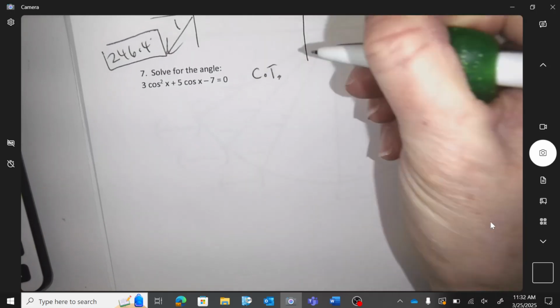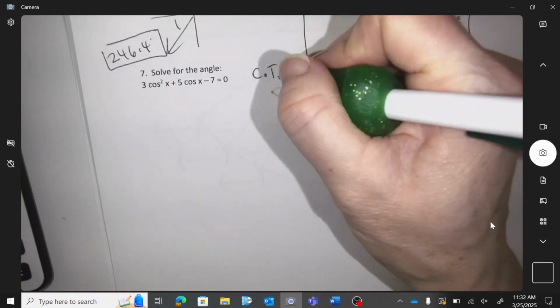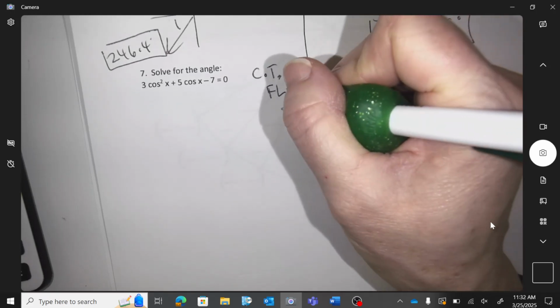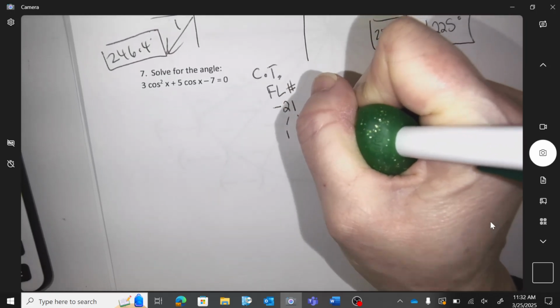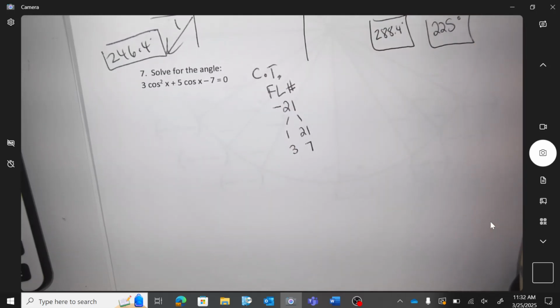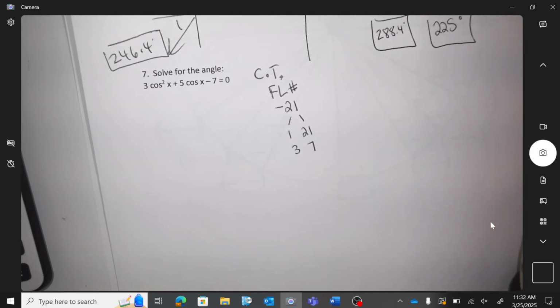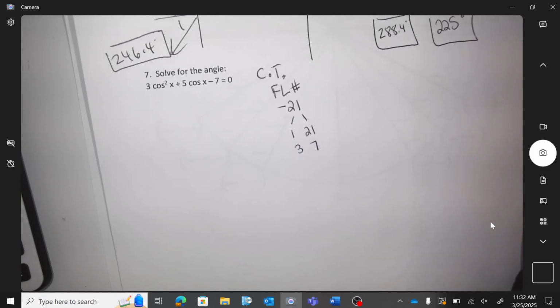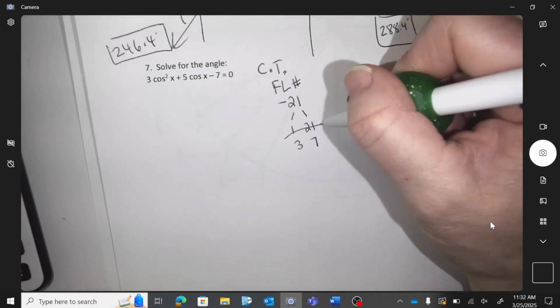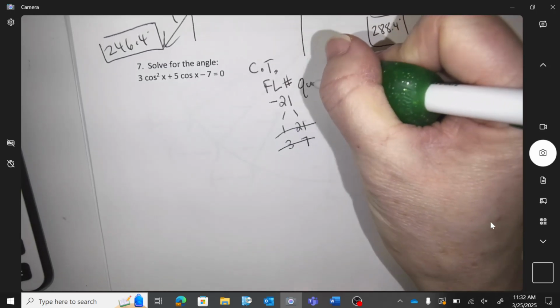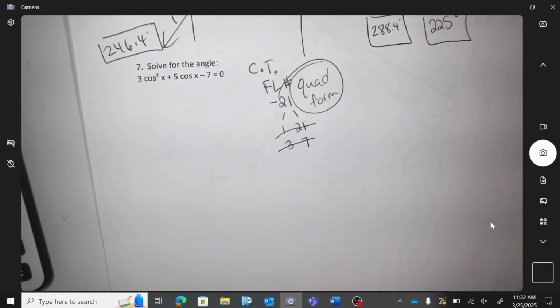So let's think about it being a complex trinomial. My flow number is negative 21, which is 1 times 21 or 3 times 7. And I need it to add to 5. No, no. Can't get 5. Now what? Quadratic formula is now my new algebra pattern.